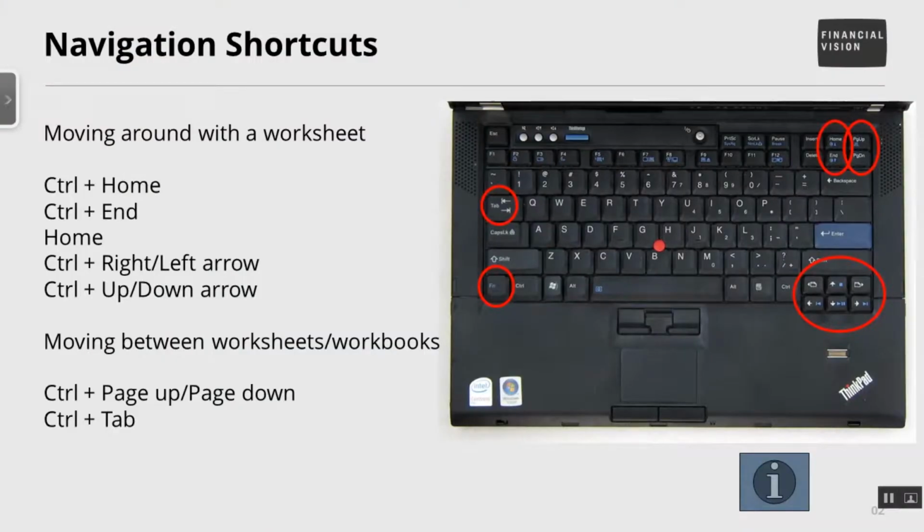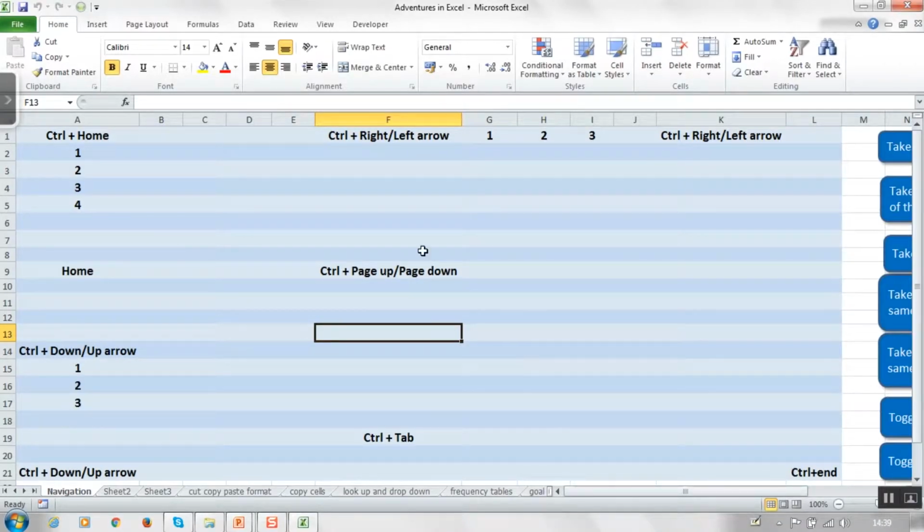So here are the keystrokes we'll be using. Now, clearly, Control is the major one. And whenever you see a plus sign, you have to hold Control down and then press one of the other buttons. In the top half, we look at the keystrokes that will allow us to move around a spreadsheet, and in the lower half, the keystrokes that allow us to move between spreadsheets. So let's open one up, and we have all the keystrokes laid out.